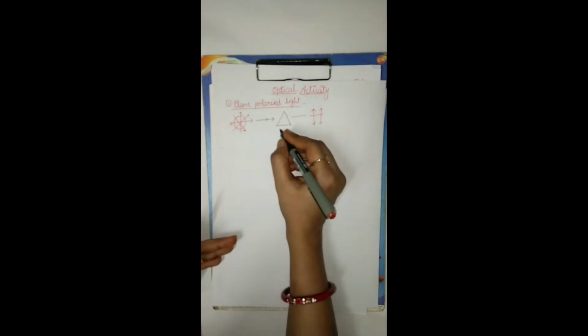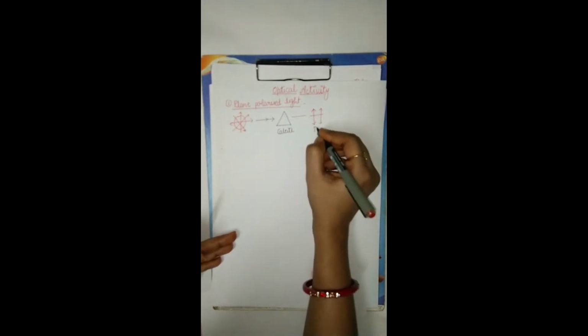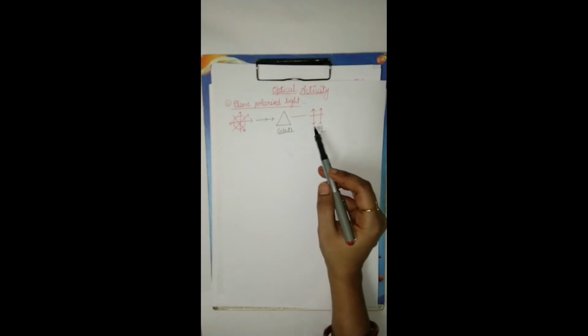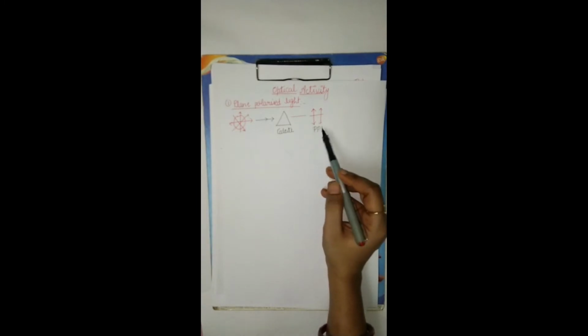And what is a Nicol prism? Nicol prism is made up of calcite. Always remember, Nicol prism is made up of calcite. Such a beam of light which has vibration in only one plane is called plane polarized light.